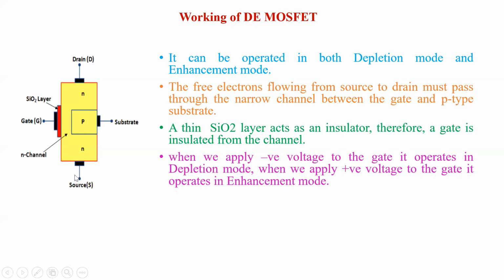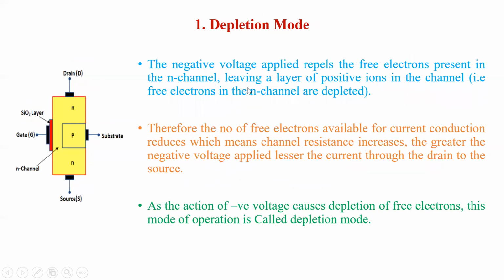So here we are describing it in terms of N channel MOSFET because this is the most prominent one. What happens is that when we apply negative voltage to the gate, it will operate in the depletion mode. And when we apply positive voltage to the gate, it operates in the enhancement mode.